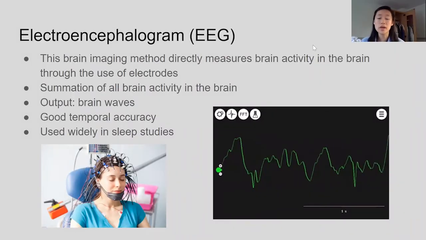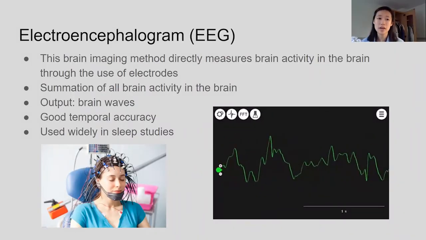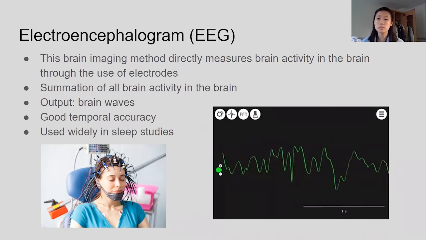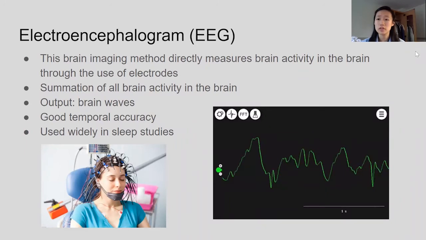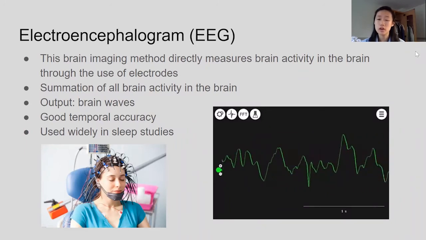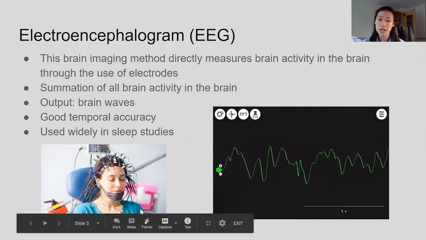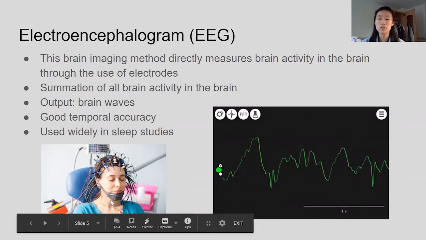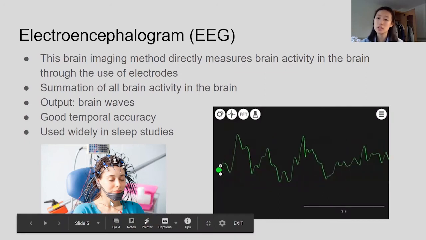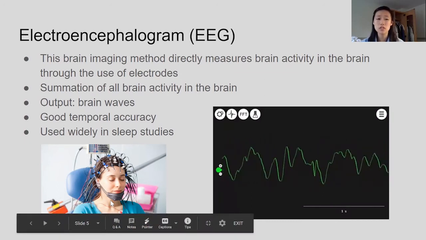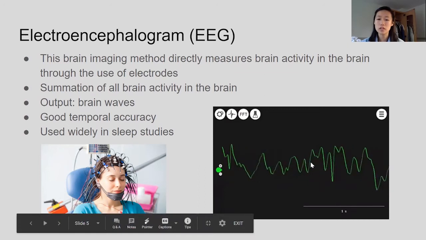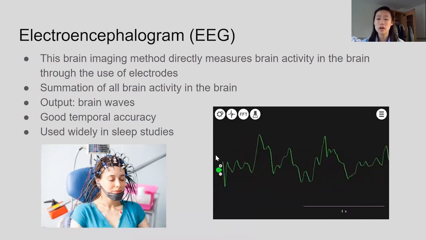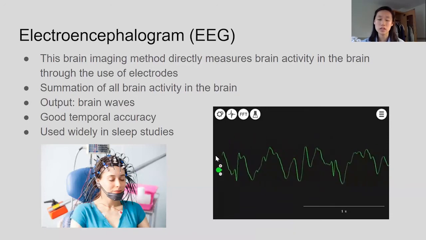So the first type of brain imaging method we're going to discuss today is the electroencephalogram, aka the EEG. This directly measures electrical activity within the brain through the use of electrodes that are placed on the scalp, as seen here. This gives you a summation of all electrical activity in the brain, but it cannot give you information about individual brain regions. The output of an EEG looks somewhat like this. It's kind of like a brain wave. And this kind of method is commonly used in sleep studies.